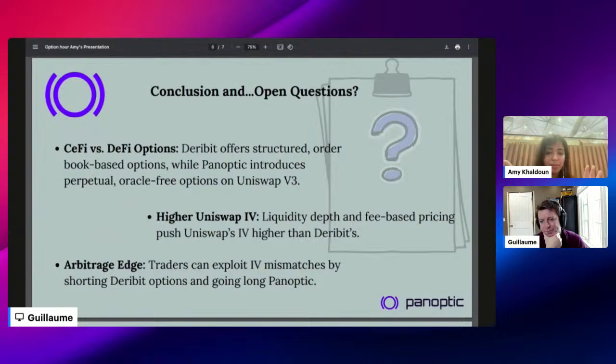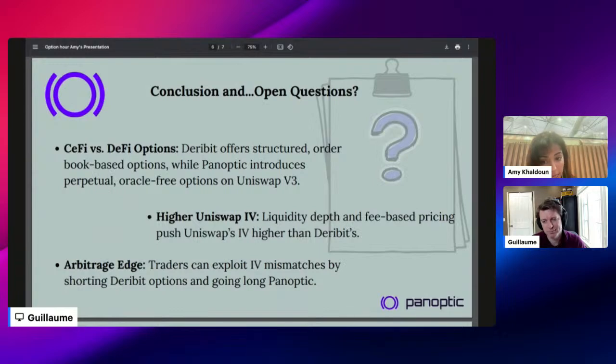So to wrap up our discussion, we can highlight a few key takeaways. First, it is obvious that we have identified a clear arbitrage edge. In fact, traders can potentially profit from IV mismatches. We can give an example like shorting derivative options while going long on Panoptic.